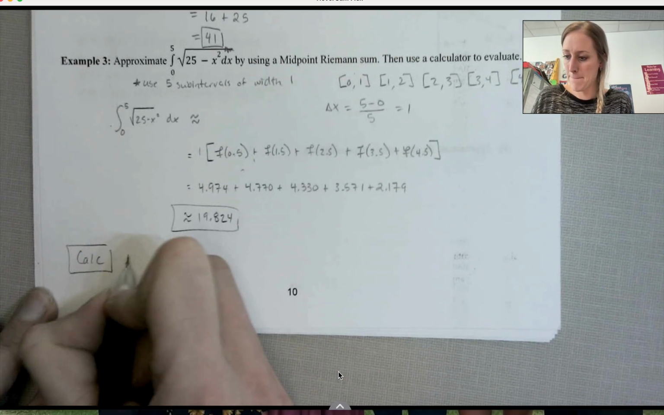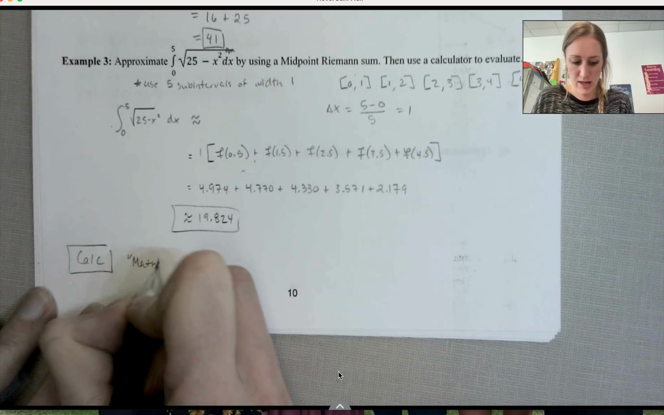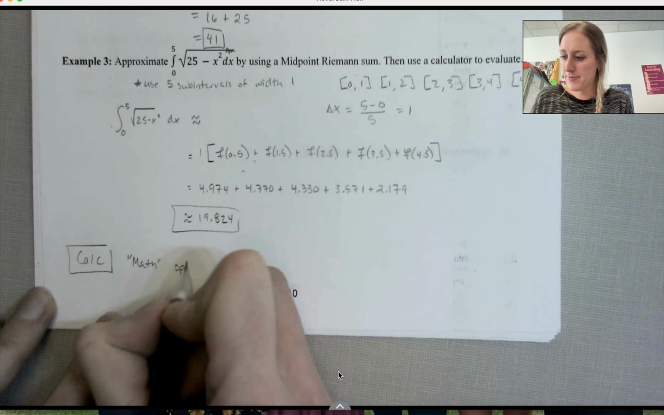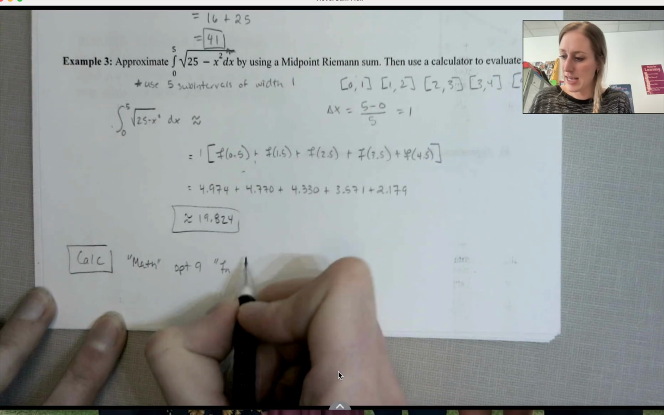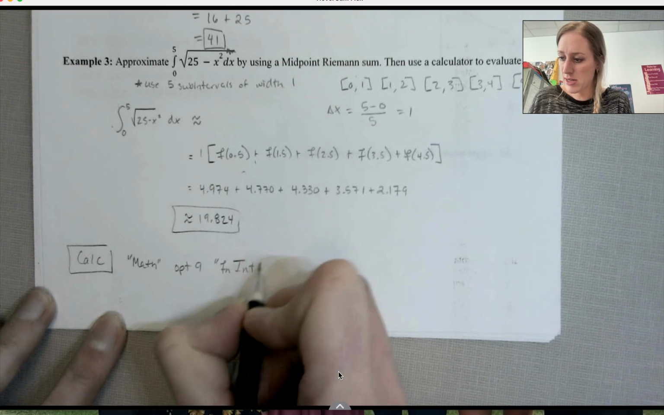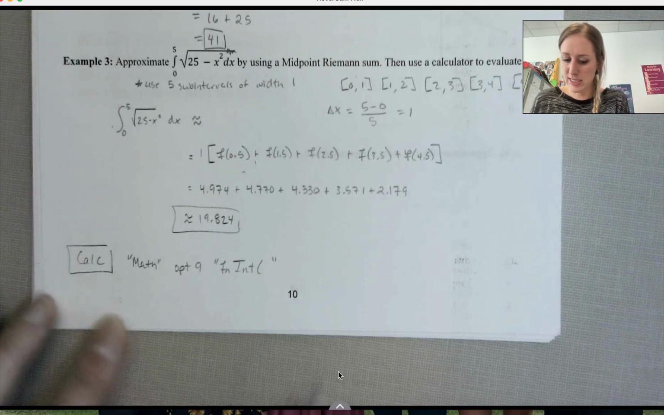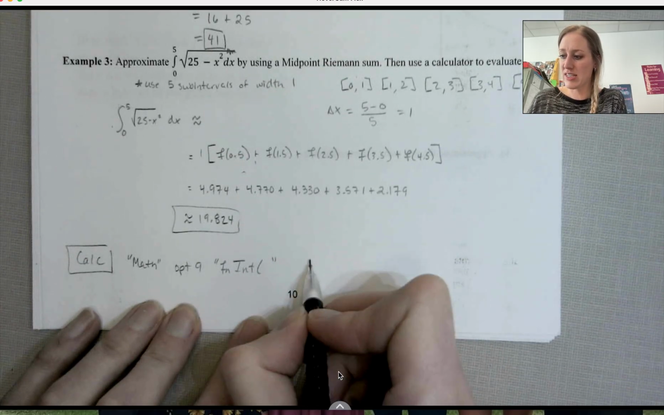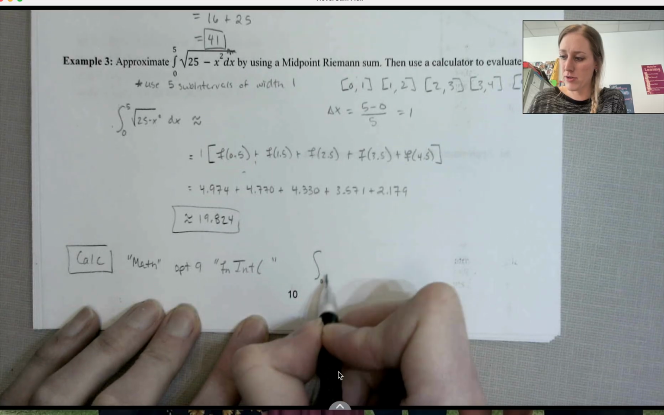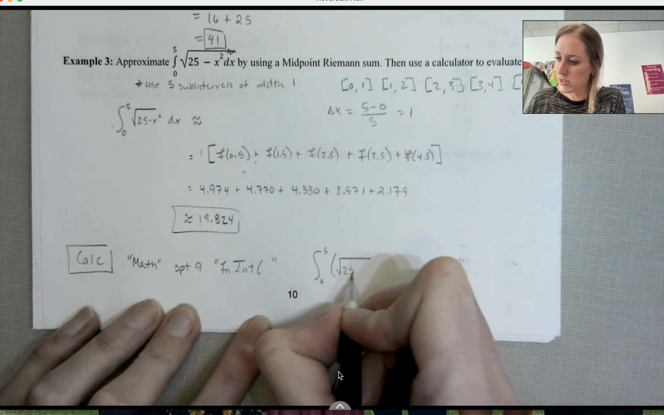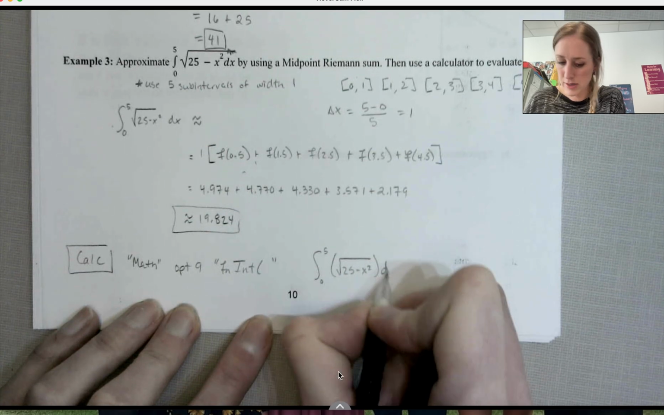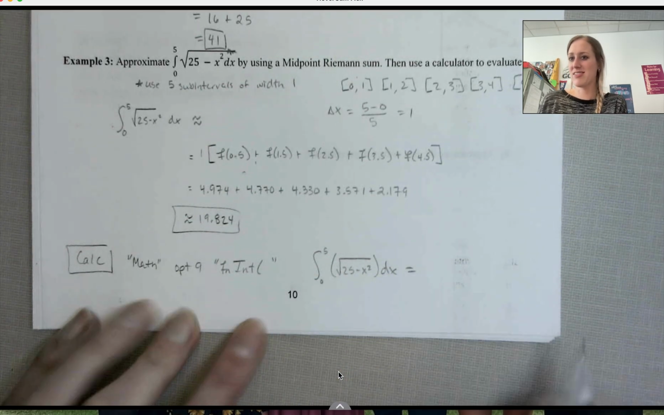Okay, so we're going to hit math, then option 9, which says function integrate, like this. Okay, so that's what we're going to select. And then we're going to enter this function exactly as we see it. So we've got from 0 to 5. I'm going to show you guys this on my calculator in 1 second. Okay, and then we're going to get our exact area.